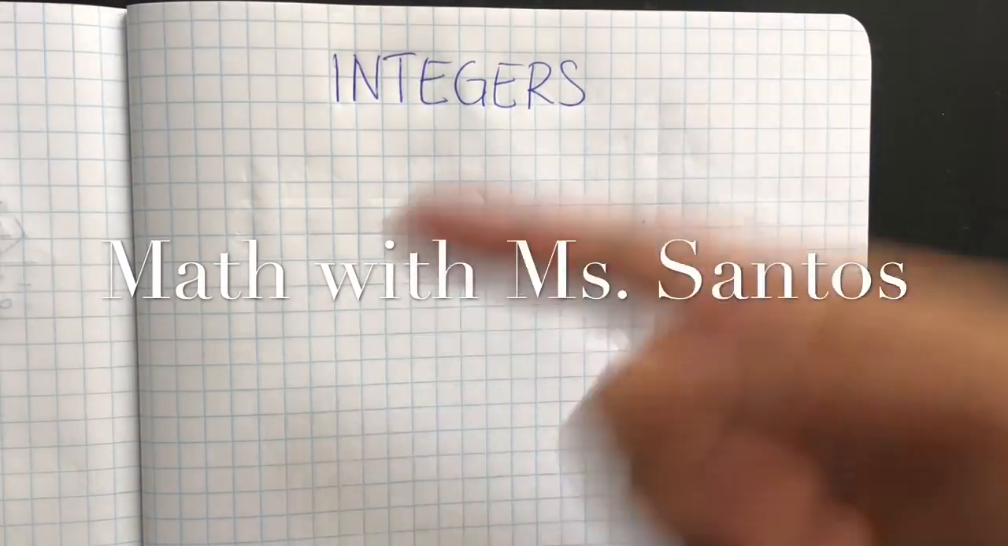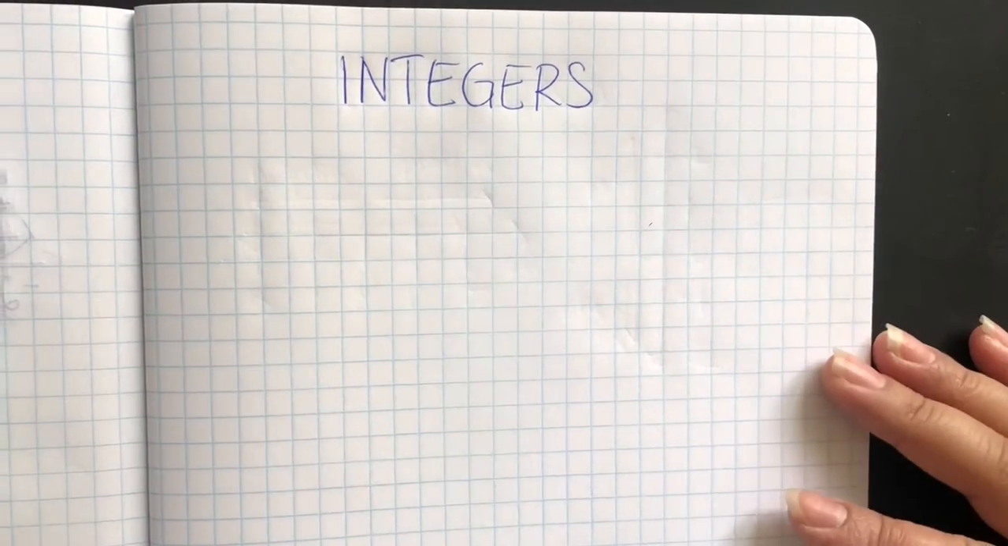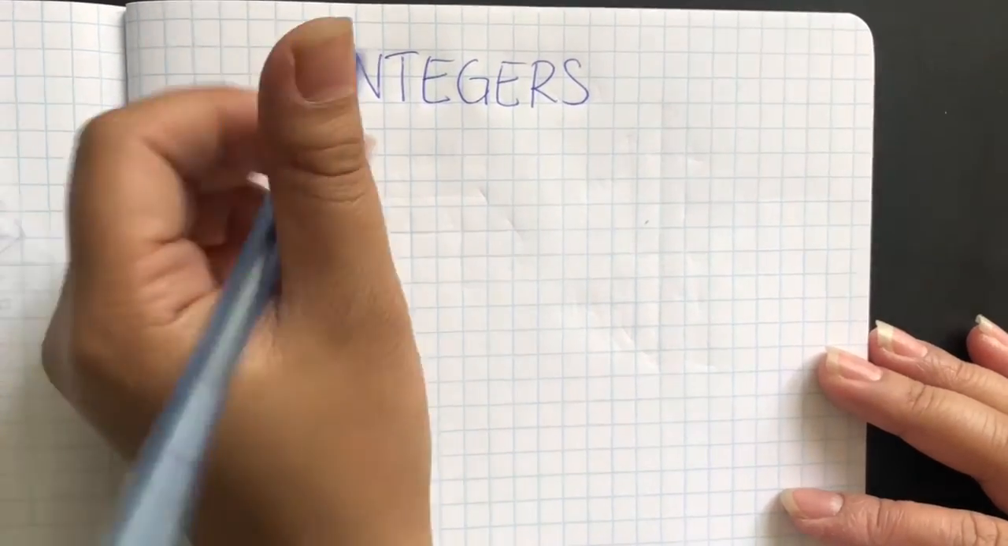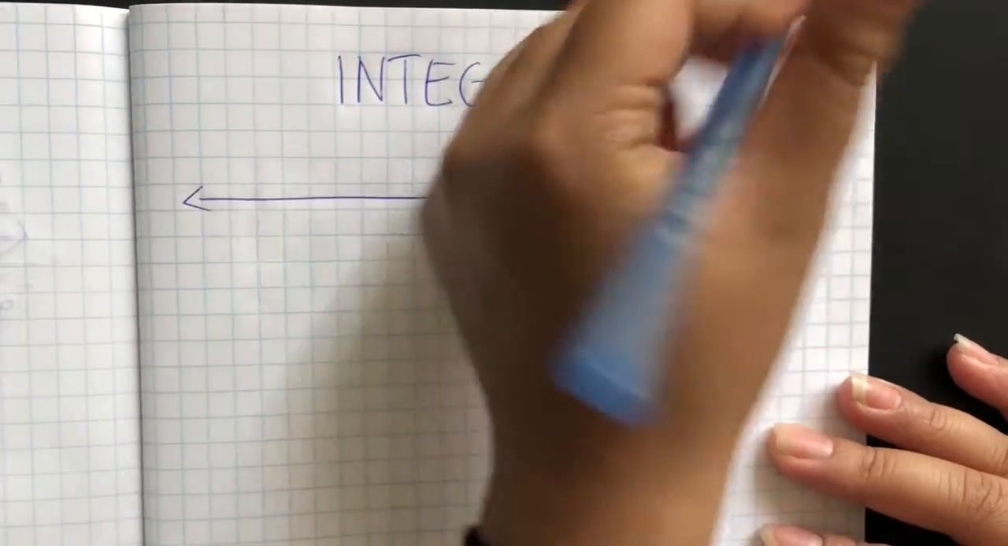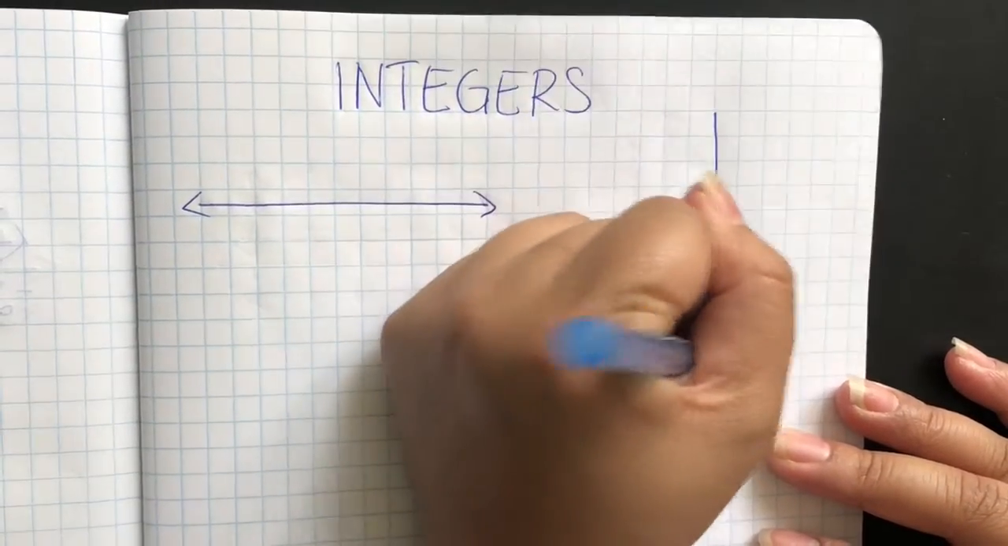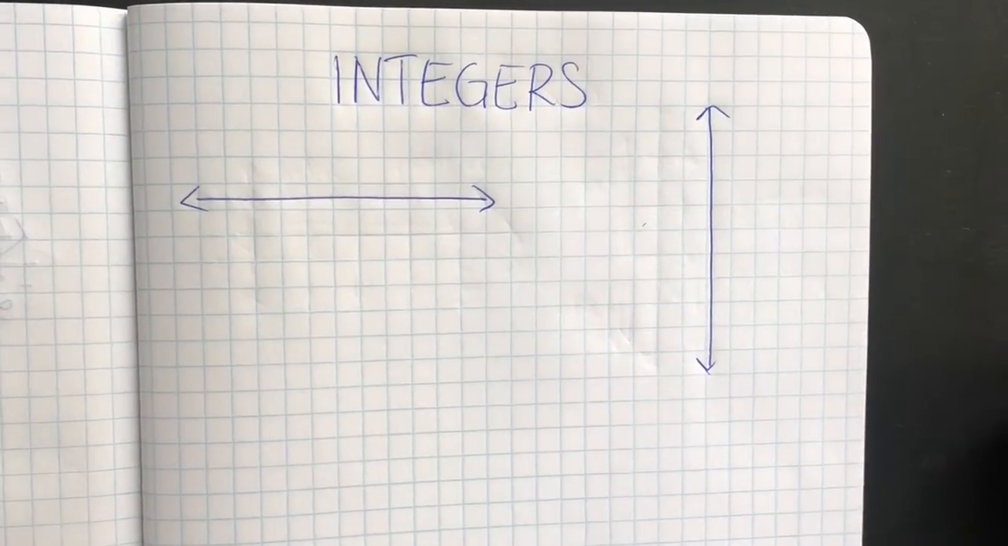We're going to try to do integers today. We're going to just recap some integers. So this is about positive and negative numbers. I'm going to show you two number lines, one horizontal and one vertical. You do need to be familiar with this so that you're ready for the next lesson.